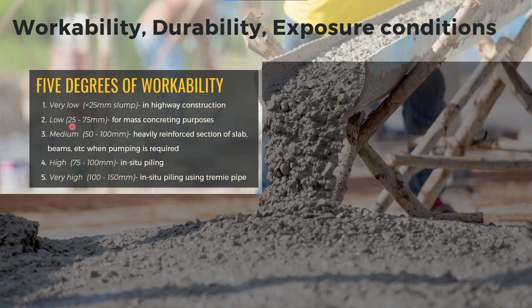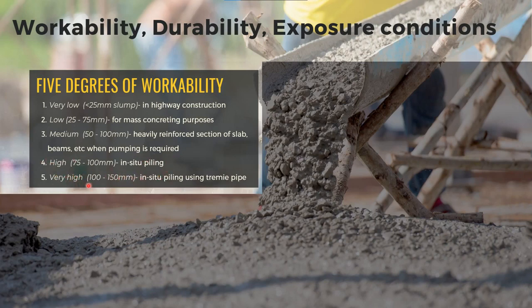Next is low workability, 25 to 75 mm, for mass concreting purposes. Medium degree, 50 to 100 mm slump, is used for heavily reinforced sections of slab where pumping is required. Whenever pumping is required, we want to use medium degree of workable concrete. High degree of workability, that is 75 to 100 mm slump, is used in in situ piling, meaning pile foundation. With a low degree of workability, if we use it for piling, there will be segregation or less compaction. So a high degree of workability has to be used for piling purposes.